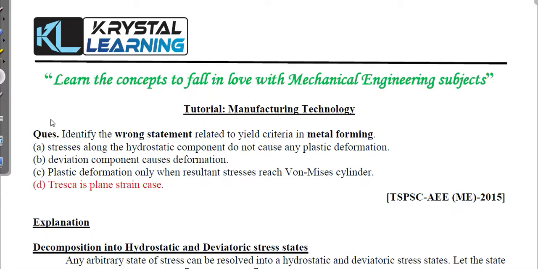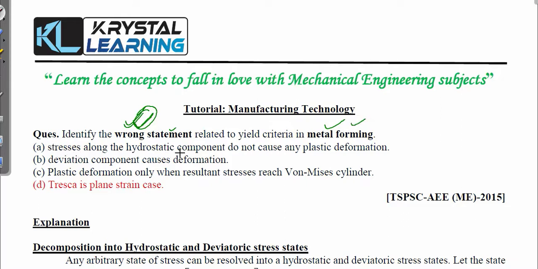Let's read the question. The question says, identify the wrong statement. The first information you have to keep in mind is that it is asking for the wrong statement, okay? Related to yield criteria in metal forming. The second most important thing: you have to give the answer keeping in mind that it is asking about metal forming, okay? So let's see the options.